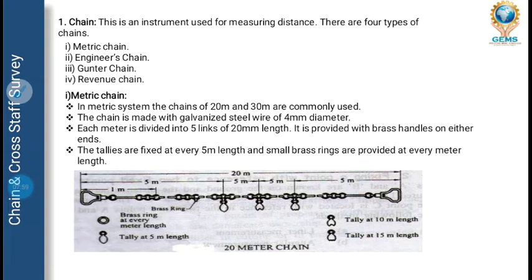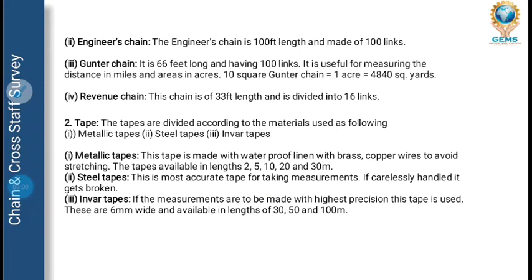Next is the engineer's chain. What is an engineer's chain? The engineer's chain is 100 feet in length and made of 100 links. It also has brass handles, links, and tallies, similar to the metric chain, but this is available in 100 feet. Gunter's chain is 66 feet long and has 100 links.